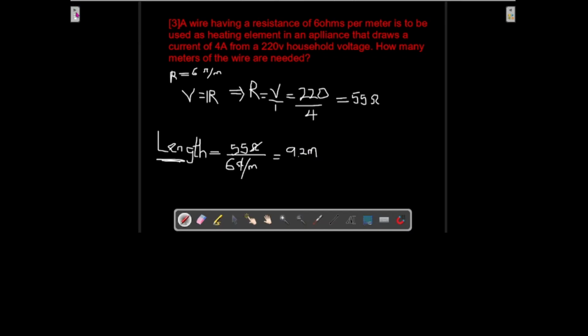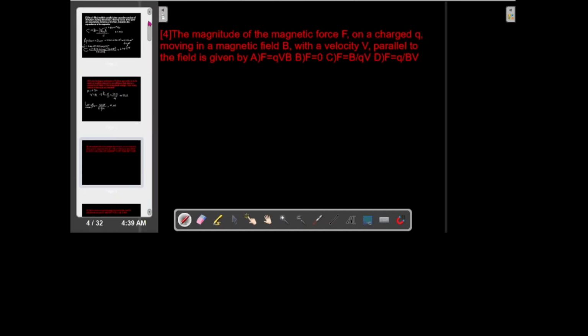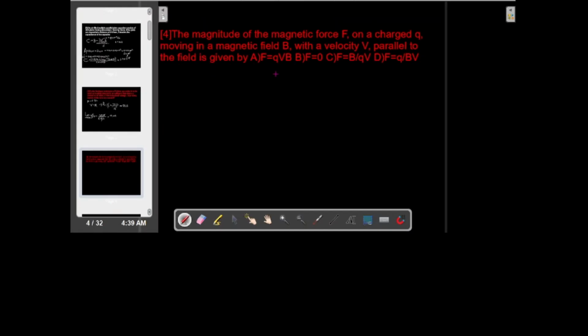That brings us to the fourth question. The fourth question now says the magnitude of the magnetic force on a charged particle Q moving in a magnetic field B with a velocity V parallel to the field is given by dash. First, we write out the formula. This is the formula that you need to know, for a charged particle moving in a magnetic field B. The formula is Q for the charge of the particle, V for the velocity of the particle, B for the magnetic field, and then sine theta, which is a factor of the angle. All right, sine theta. Now from the question they said parallel.